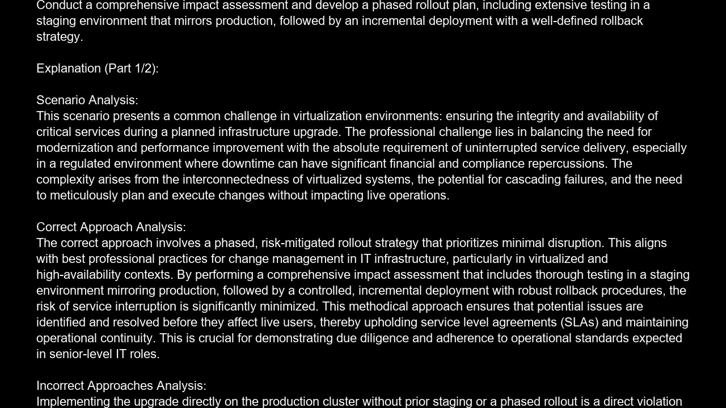This methodical approach ensures that potential issues are identified and resolved before they affect live users, thereby upholding service-level agreements, SLAs, and maintaining operational continuity. This is crucial for demonstrating due diligence and adherence to operational standards expected in senior-level IT roles. Incorrect approach analysis.